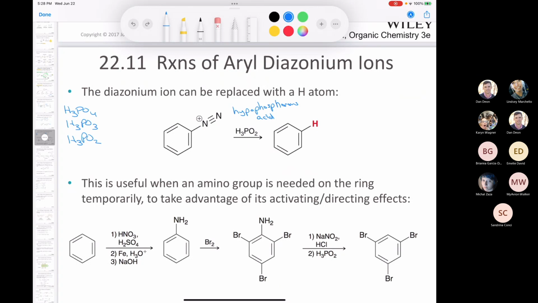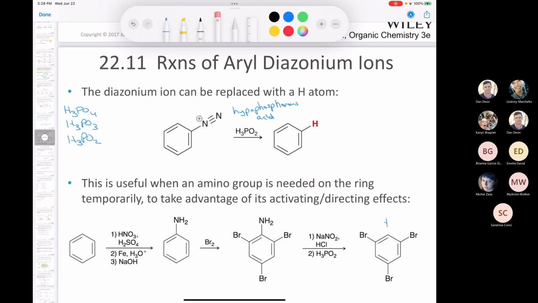And that's kind of cool because if you need an amino group on a ring temporarily, then it can be removed. So let's say you wanted to make 1,3,5-tribromobenzene. Well, we know that we can make that from aniline. So first you would make aniline and then you brominate it, and it just brominates everywhere. And then you can just get rid of this by doing the diazotization, followed by treatment with hypophosphorus acid, and that just converts the diazonium ion into a hydrogen, and you're done, my friend.